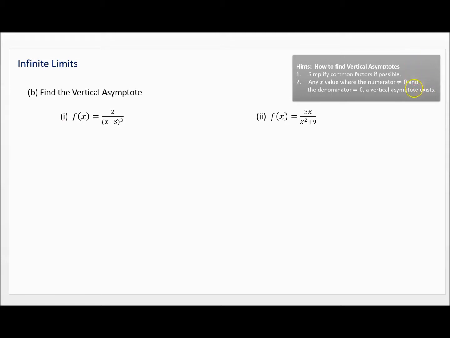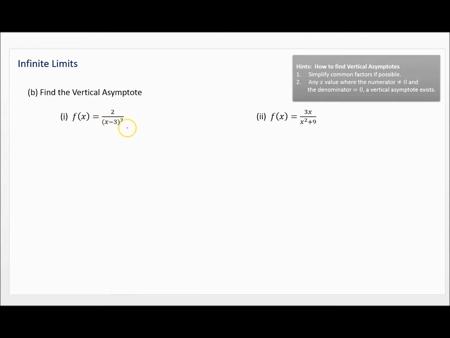Simplify common factors if possible, and then any x value where the numerator is not 0 and the denominator is equal to 0 is your vertical asymptote. Okay. Now the question is, on example I, does that simplify? Can we cancel any common factors? And notice there aren't any common factors. Okay. The denominator is factored.